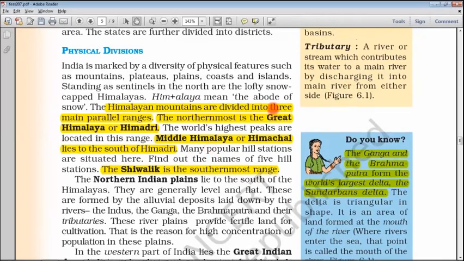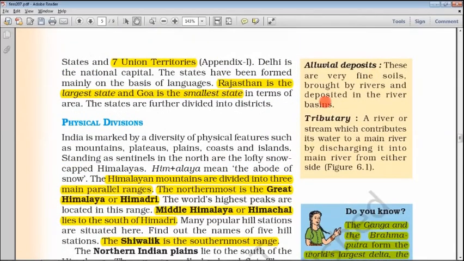Here some of the definitions are being given. Alluvial deposits: these are very fine soils brought by rivers and deposited in the river basins. These are very fertile and support large populations. What is a tributary? A tributary is a river or stream which contributes its water to the main river.